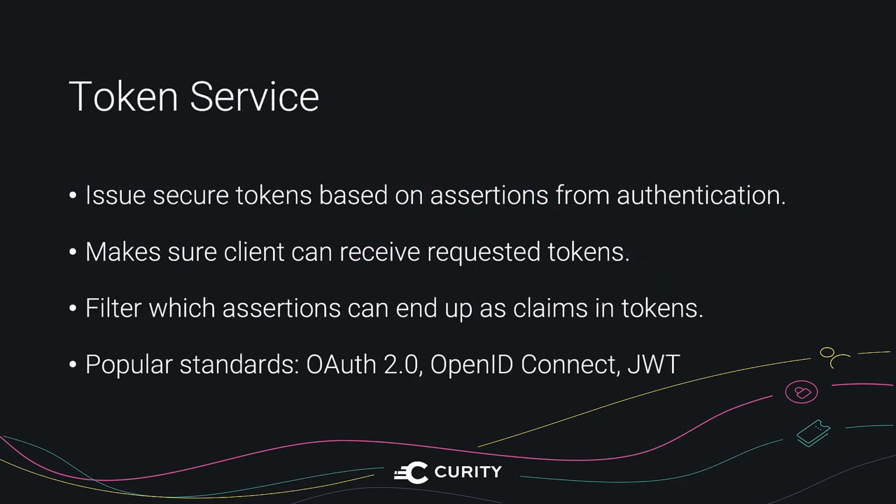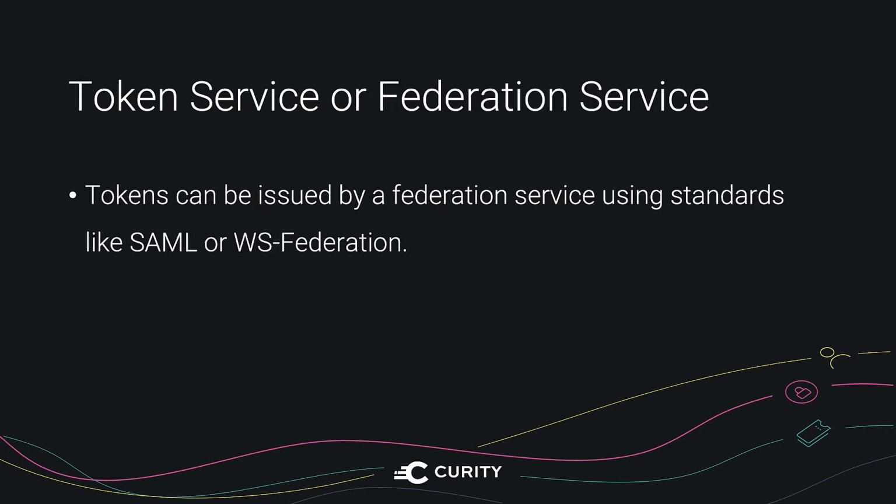Popular standards used by a token service are OAuth 2.0 and OpenID Connect, which regulate the process of issuing tokens, and the JWT specification, JSON Web Token, a standard for issuing web-friendly tokens with strong integrity and security in mind. The token service's role can sometimes be assumed by a federation service, an external service which uses standards like SAML or WS-Federation to issue secure tokens.